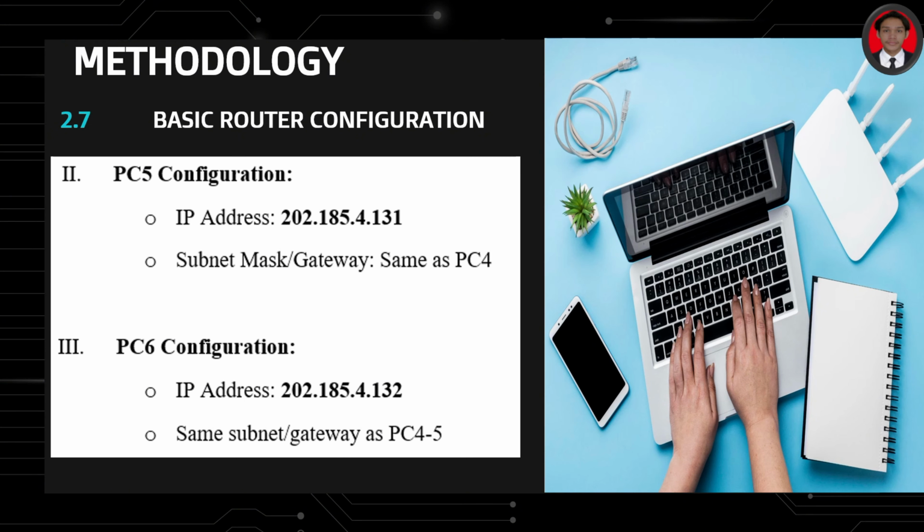For PC5 configuration, IP address 202.185.4.131. Subnet mask and gateway same as PC4. For PC6 configuration, IP address 202.185.4.132. Subnet mask and gateway same as PC4 and PC5.